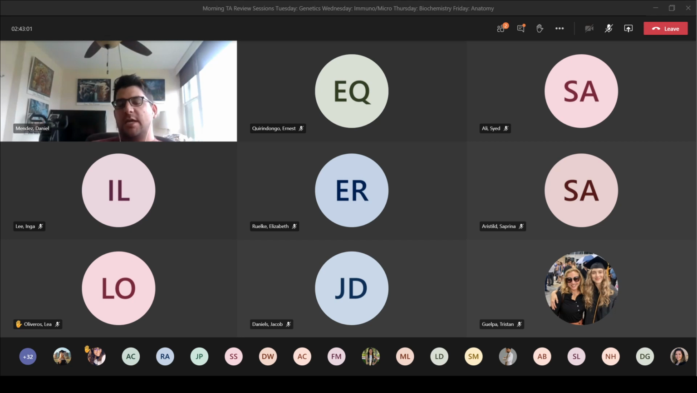But make sure you take note of anyone that they mention. Like if they mention it in passing, then that's fair game for you to know that it is an exogenous or endogenous antigen. Make sense?